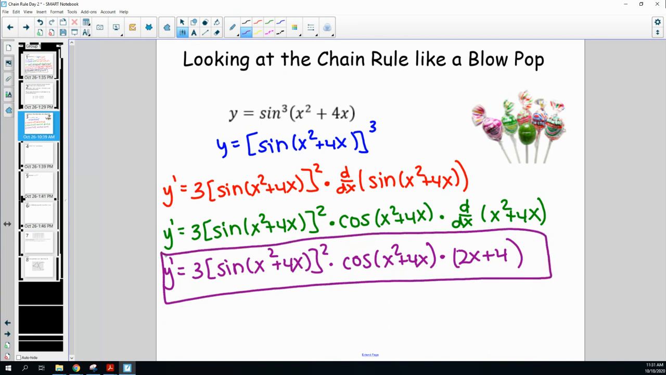So you always start with the outermost function, and then you multiply it by the derivative of the inside. And if that one still has a function on the inside, you multiply by the derivative of that inside. So you just keep going and going until you run out of derivatives to take. Once you get to the derivative of this, there's no inner function anymore, so then we're done.